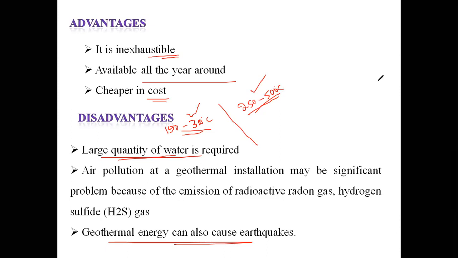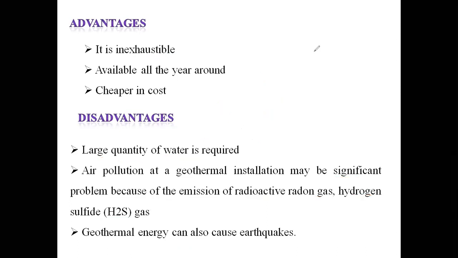Air pollution at geothermal installations pollutes the environment and is a significant problem because of the emission of radioactive radon gases, hydrogen sulfide gases, and so on. But compared to the remaining conventional power plants, the effect is somewhat less in geothermal power. These are the various advantages and disadvantages of the geothermal power plant compared to the other power plants.